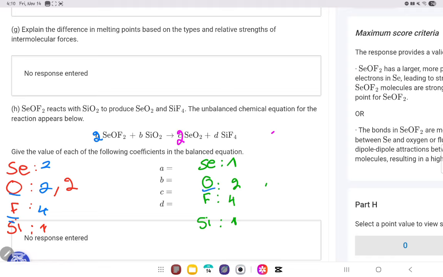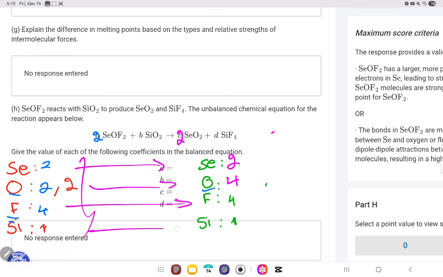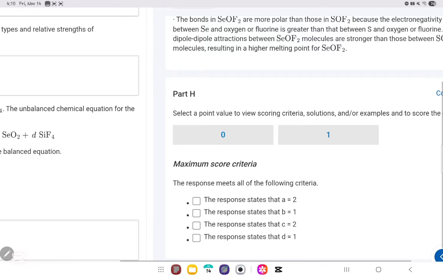So now what do I have? I have 2, right? And then 2 times 2 will give me 4. And just like that, it's balanced. I have 2 with 2, 4 with 4, 4 with 4, and 1 with 1. That means it's 2 SeOF2, 1 SiO2, 2 SeO2, and 1 SiF4. So 2, 1, 2, 1.